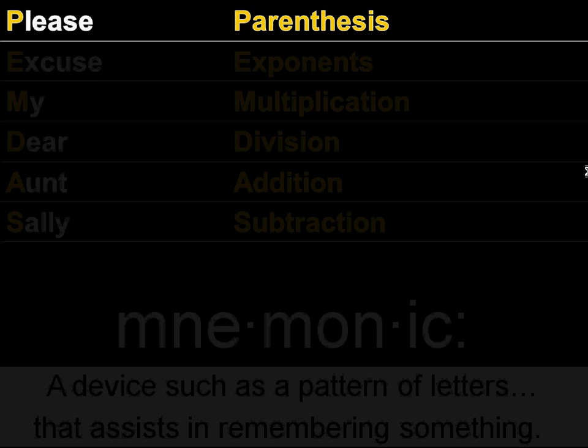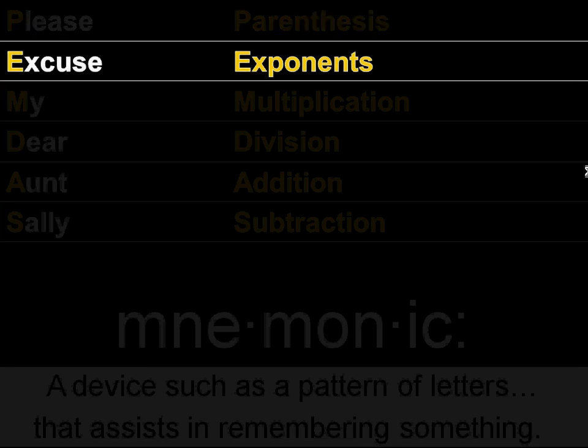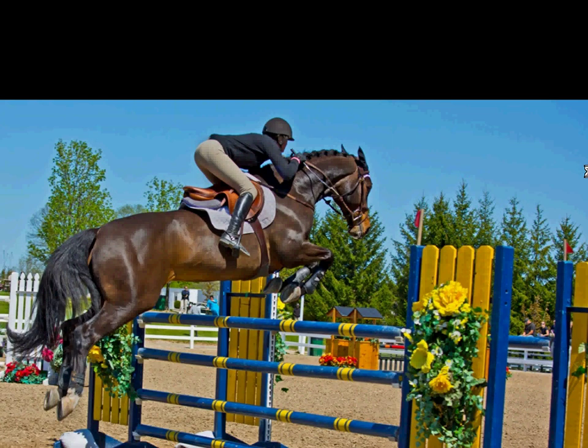For example, the P in please helps us remember that parentheses should always be evaluated first, and the E in excuse reminds us that exponents are evaluated next, and so on with multiplication, division, addition, and subtraction. Well, in today's mnemonic, we're going to be looking at 7 steps to a structured program. And those 7 steps are represented by this mnemonic.